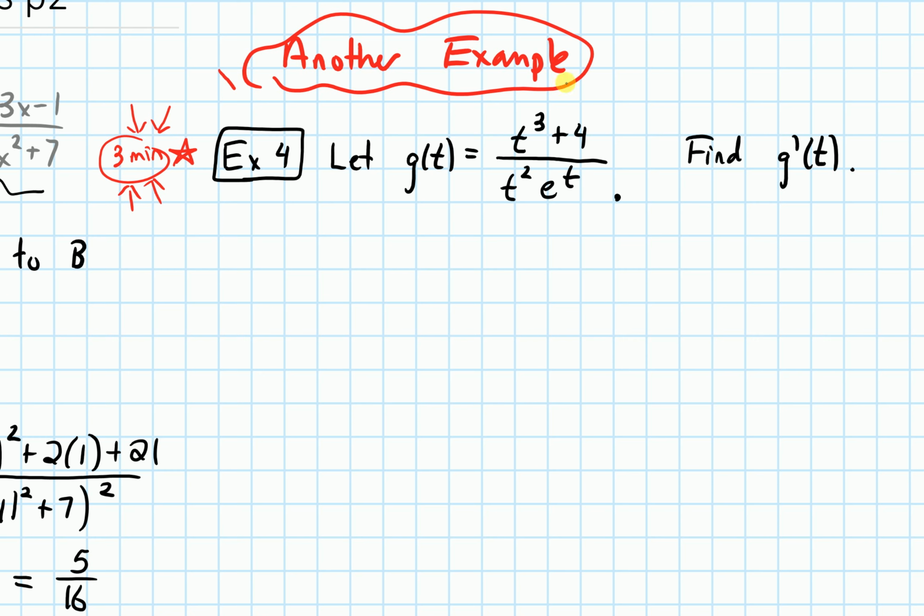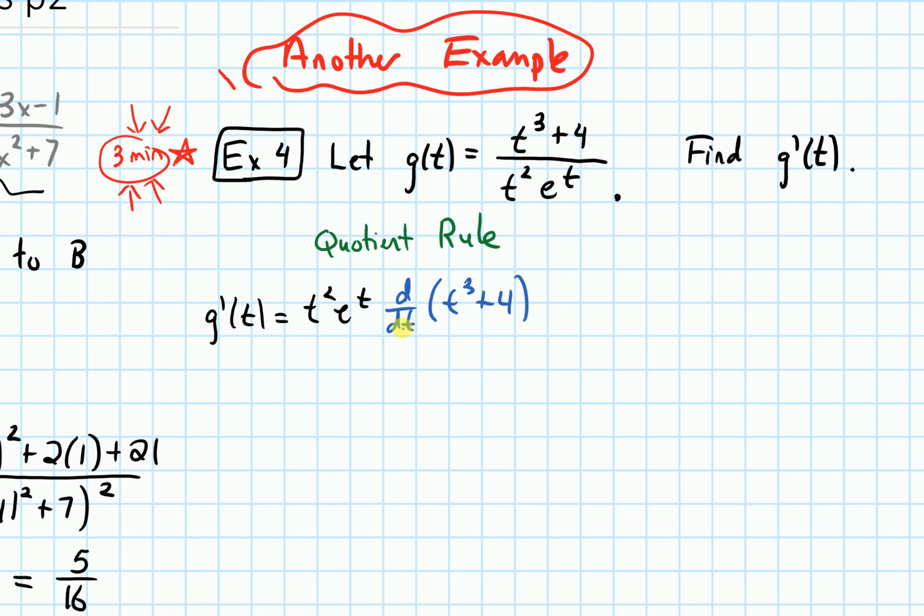So with this function, I need to use the quotient rule, because I see a function on the top and I see a function on the bottom. So doing the quotient rule, I get g prime of t, my derivative, is low, t squared e to the t, that's the bottom function, times d high, the derivative of the top, so d dt of t cubed plus 4.